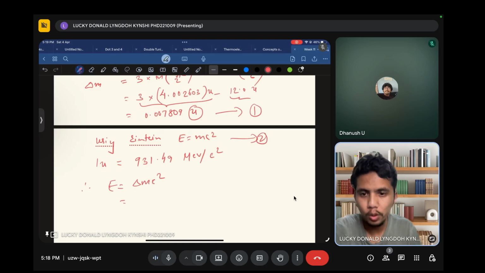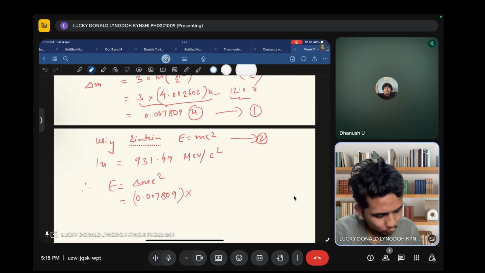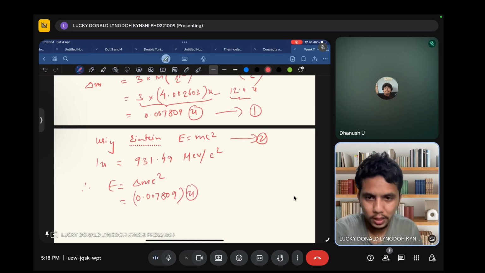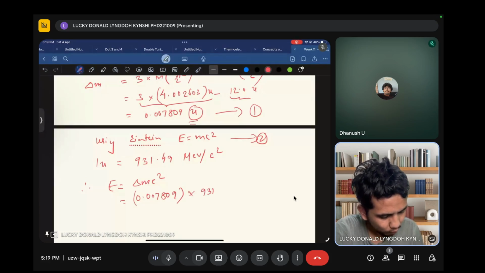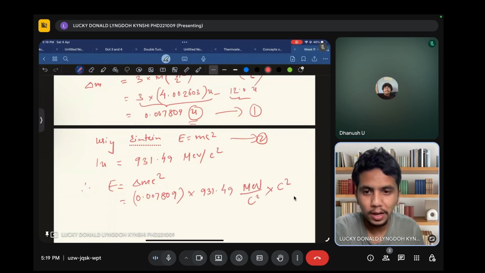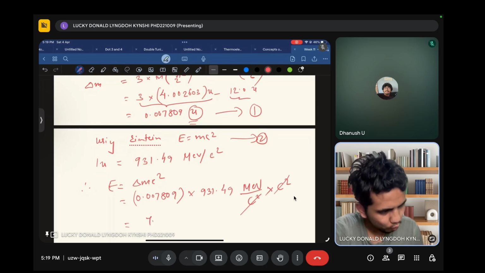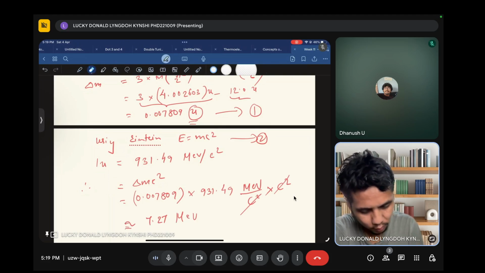So substituting equation 1 in equation 2, what you will get is 0.007809 into what? Since this is unit U, you convert unit U into 931.49 MeV per c square. The c square and c square will get cancelled, and this energy comes to around 7.27 MeV, or I would rather say here the Q value.